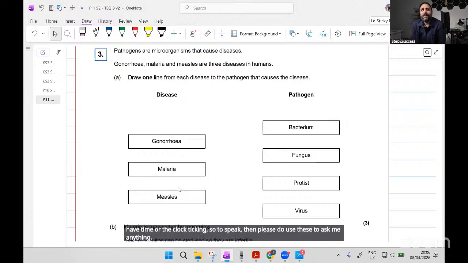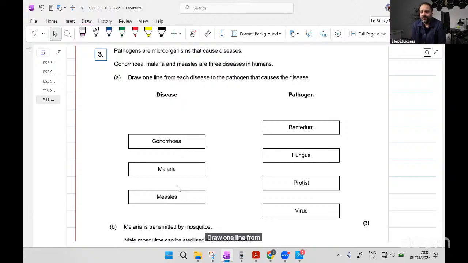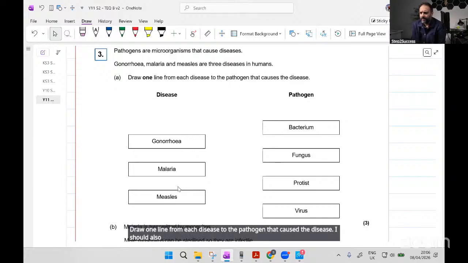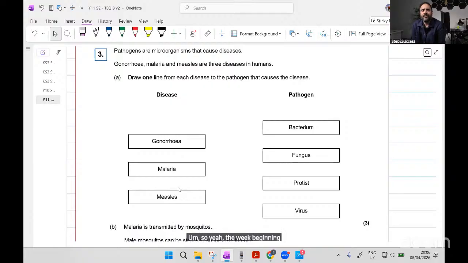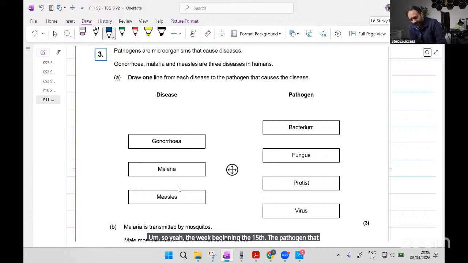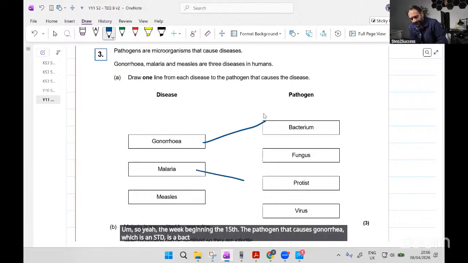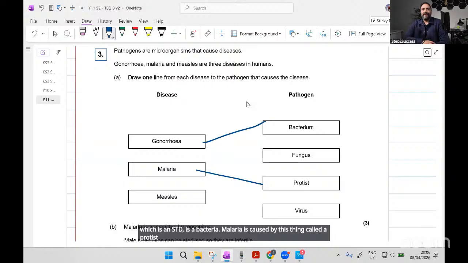Draw one line from each disease to the pathogen that caused the disease. I should also remind you, in case you've just joined, that everybody will have a test in a couple of weeks' time, the week beginning the 15th. The pathogen that causes gonorrhea, which is an STD, is a bacteria. Malaria is caused by a protist, and measles is caused by a virus.